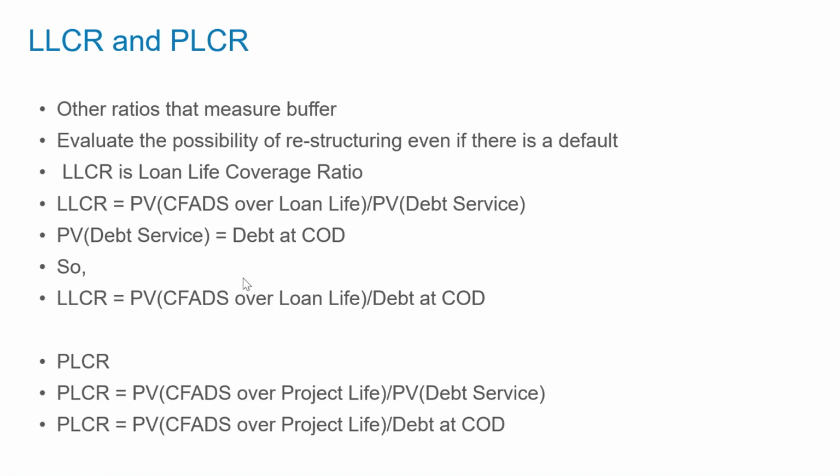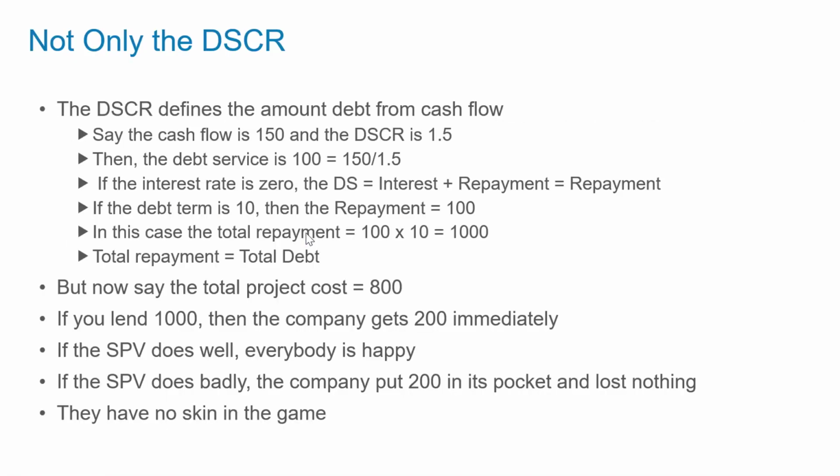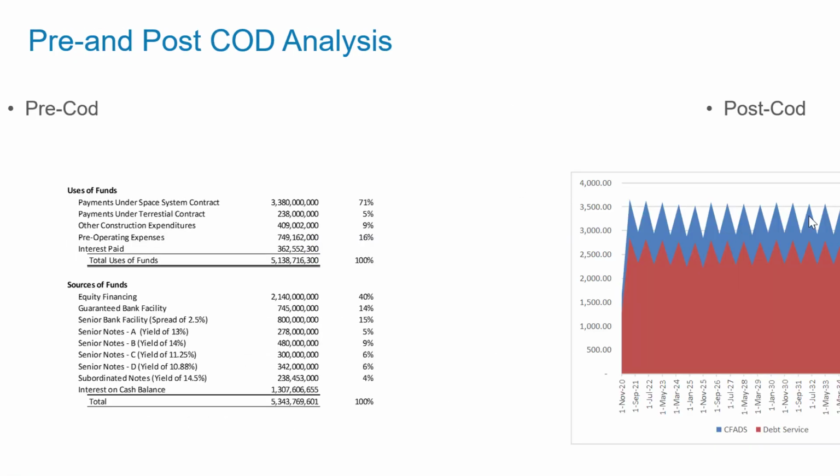LLCR. Let me take a rest. LLCR is the same thing, but it just says take the present value of the loan life. So in this case, it's kind of boring because the LLCR and the PLCR will be exactly the same. By this, this is going up and down like a solar project or something. And the DSCR stays the same.